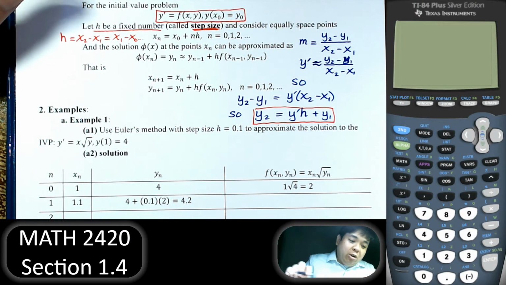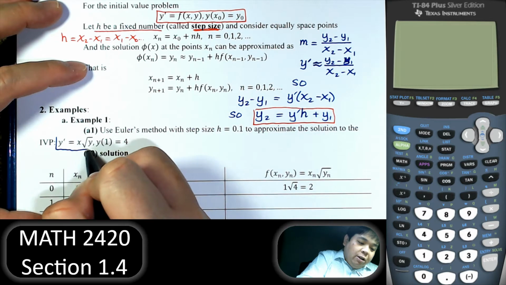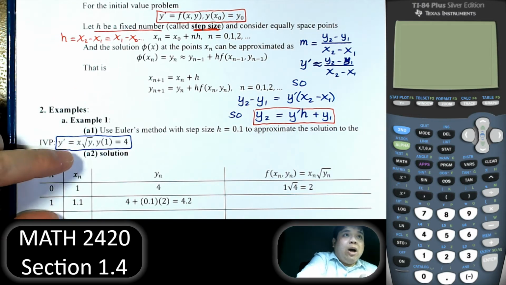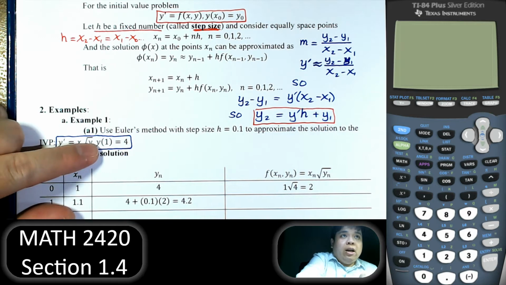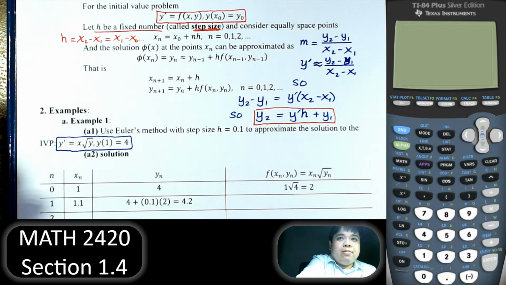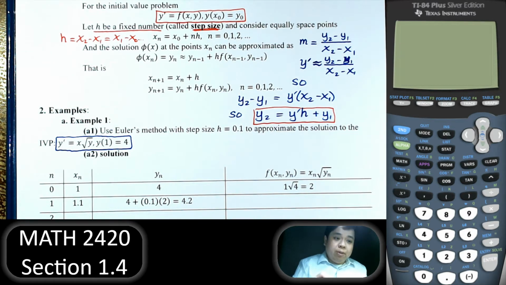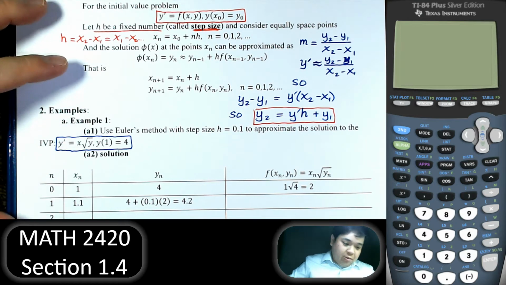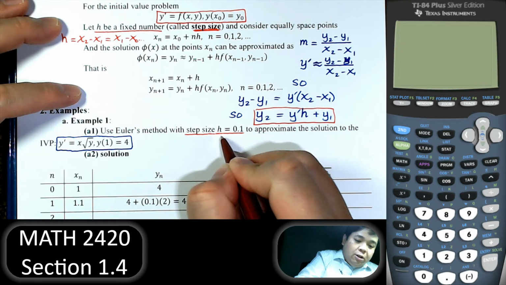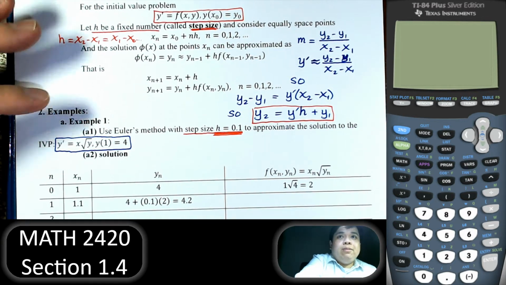Now let's look at this initial value problem. We have the derivative is equal to x times square root of y, and the initial value of y(1) is equal to 4, right? Simple enough, right? And it says the step size, so all right, step size we know is 0.1. All right, let's go.